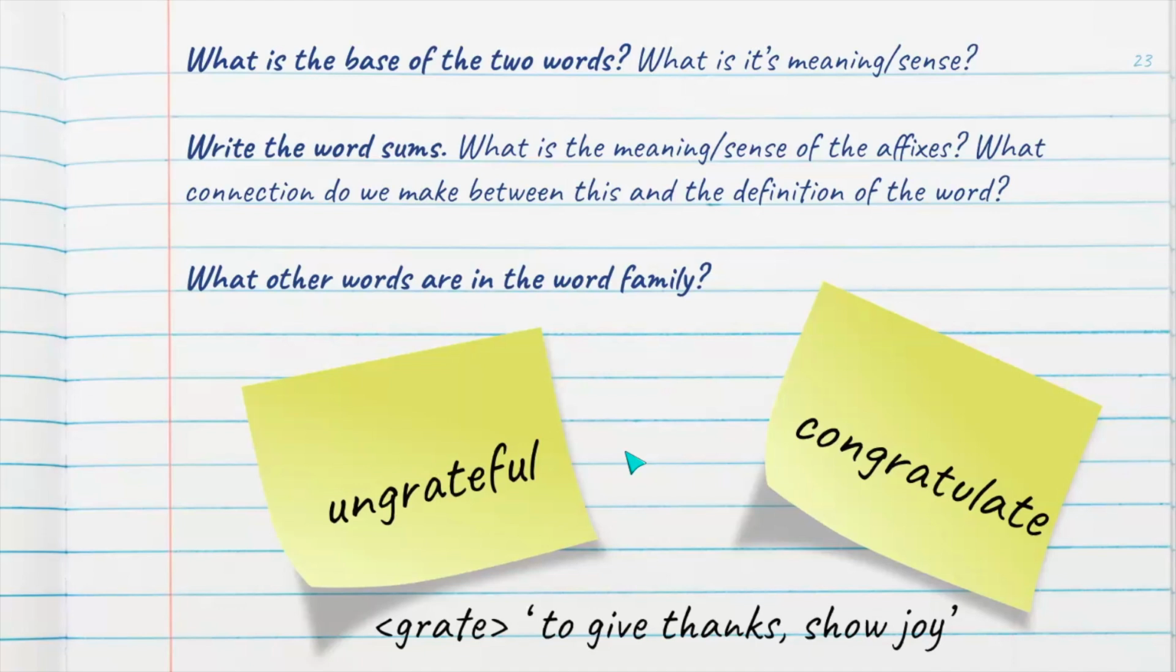We also have like grating cheese. And then we have like the holes in the drain where the water runs through, the grate in the ground. So 3 different meanings, same spelling. We just blame the Latin. So anyways, once they find their partner, they write the word sums, they double check to make sure they're on the right track, and then they brainstorm the other words that are in the word family.